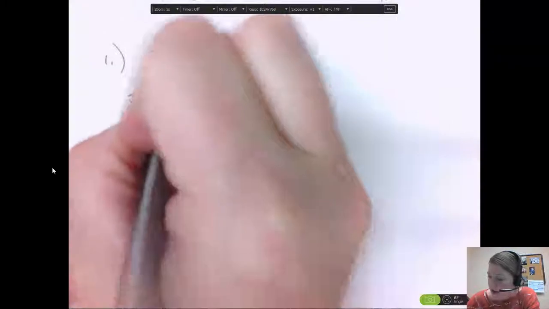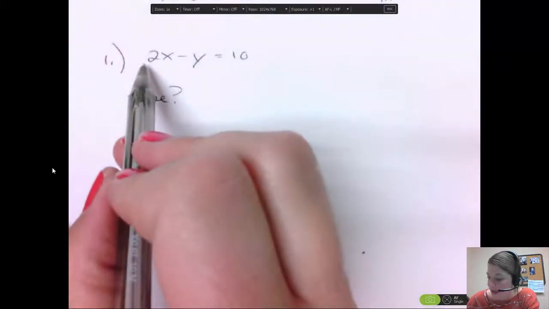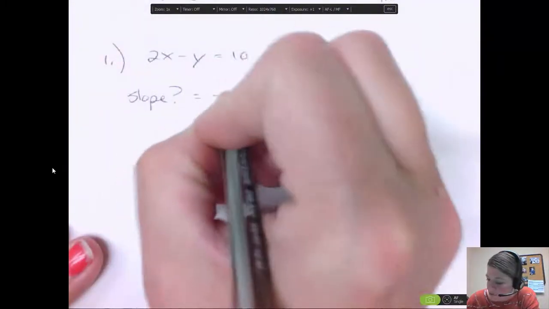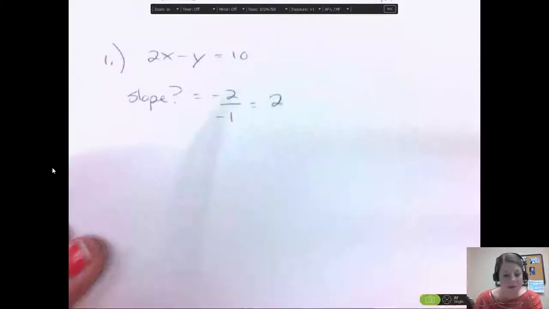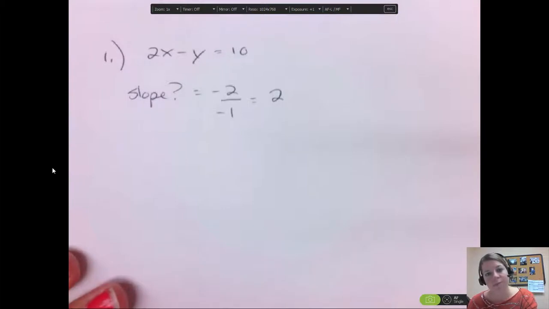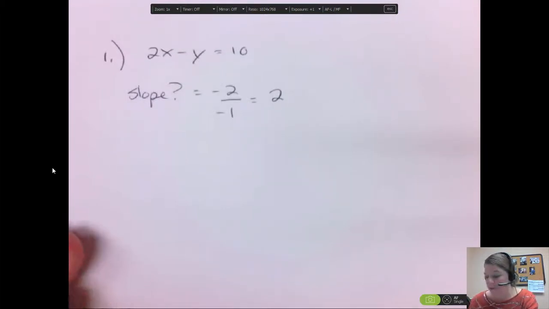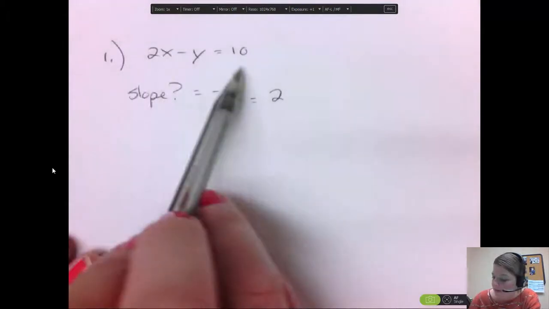But if you're asked for just the slope, I would go negative a over b, so negative 2 over negative 1, or 2. So the slope of that line is just 2. So you can find it pretty easily. If you were asked for the y-intercept, though, then I would go through the process of solving.